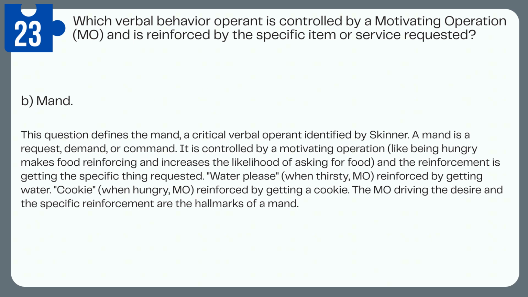A mand is a request, demand, or command. It is controlled by a motivating operation. Like being hungry makes food reinforcing and increases the likelihood of asking for food, and the reinforcement is getting the specific thing requested. Water please, when thirsty, MO, reinforced by getting water. Cookie, when hungry, MO, reinforced by getting a cookie. The MO driving the desire and the specific reinforcement are the hallmarks of a mand.